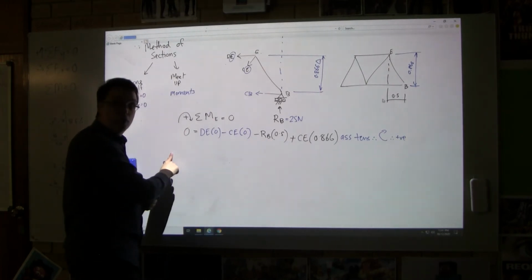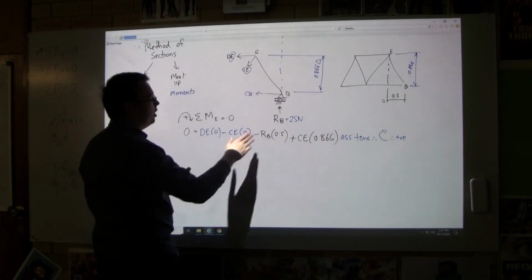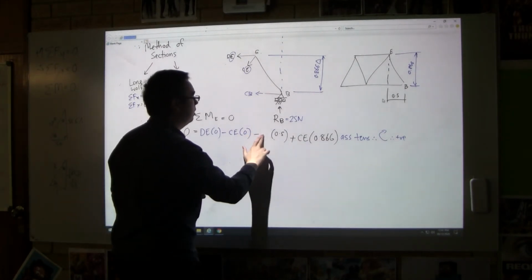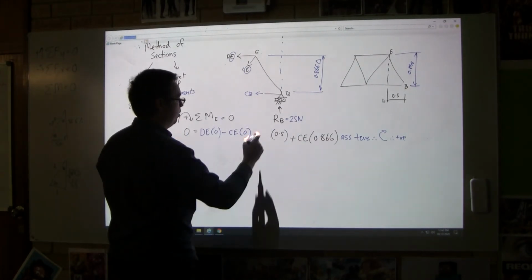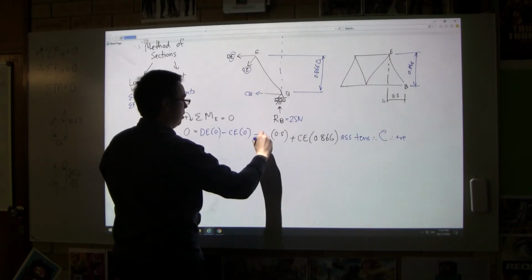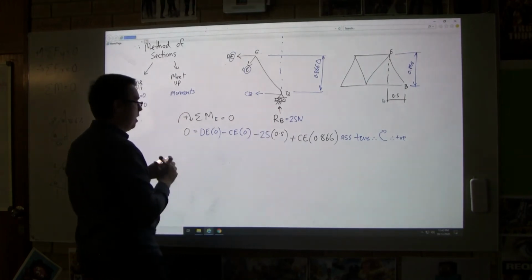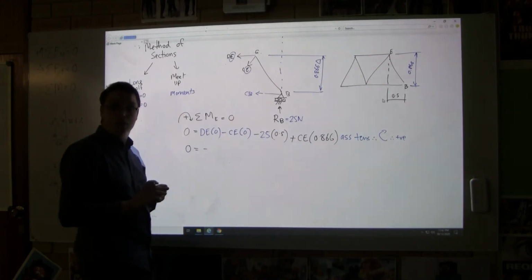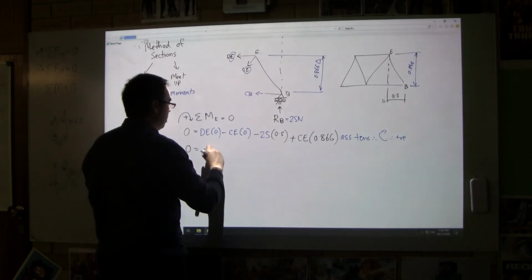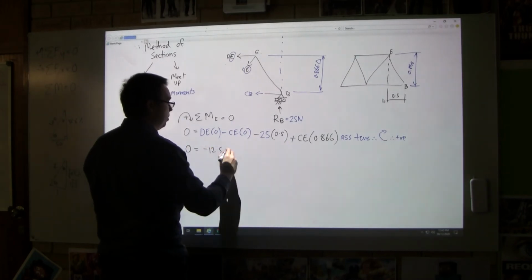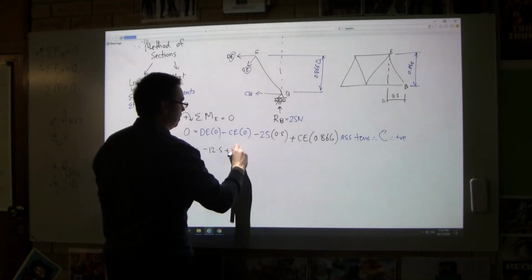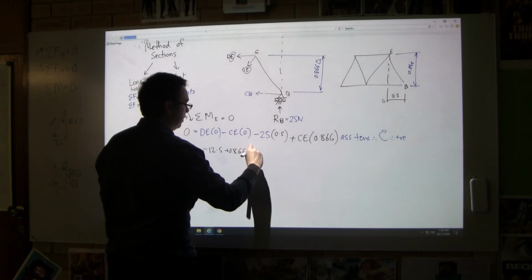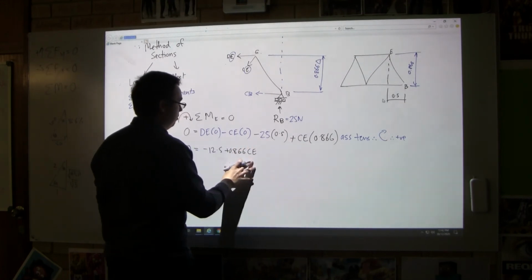I had half a red balloon. I'm going to bring that red balloon over here. And actually, I know the value of the red balloon. I'm just going to write that in. Okay, so I've got 0 equals minus, what's half of 25? 12.5. Excellent, exactly right. Minus 12.5 plus this many CEs, 0.866 CE, and then that's all we've got.